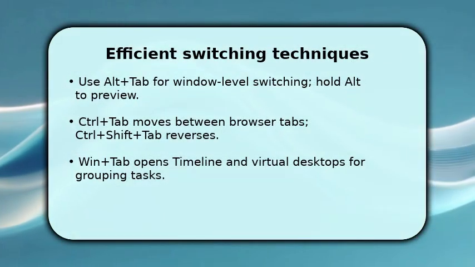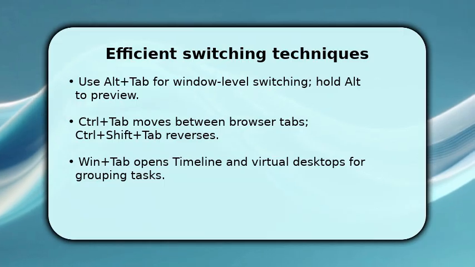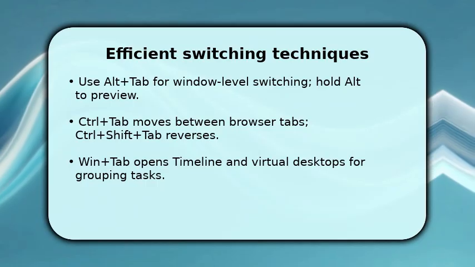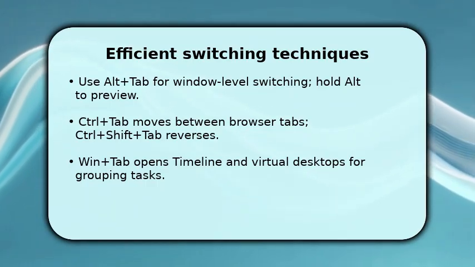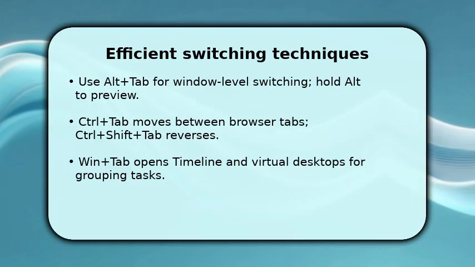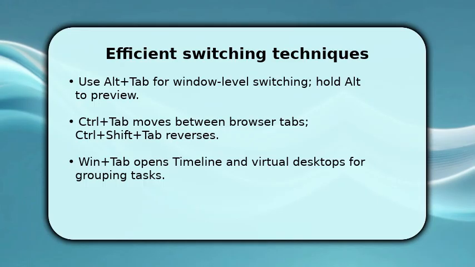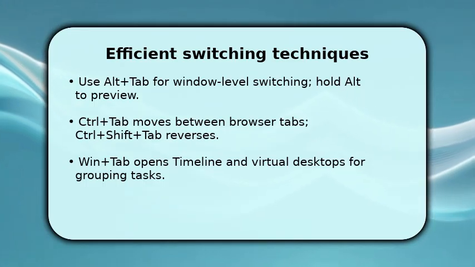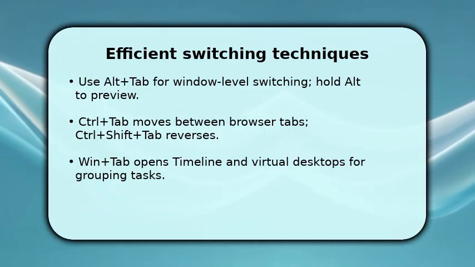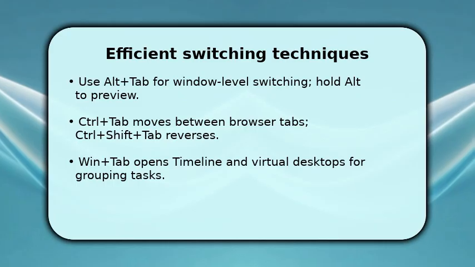Now practice the techniques that speed you up. Press Alt plus Tab once for the last window, or hold Alt and tap Tab to cycle through thumbnails, release to jump. In browsers, Control plus Tab moves right through tabs and Control plus Shift plus Tab moves left. This is faster than the mouse. Make use of Win plus Tab to see all open windows and switch virtual desktops. This helps when you group work and personal tasks. Once you've practiced, these keystrokes become second nature and dramatically reduce hunting.